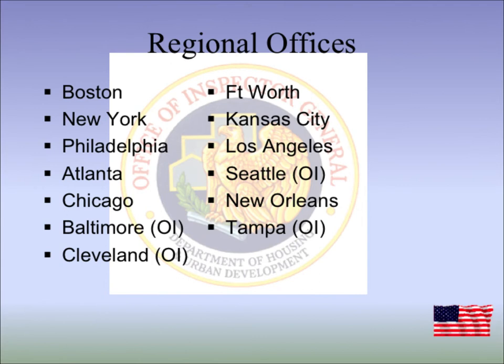These are our regional offices. In parentheses, you'll see OI. Those are regional offices where they just have Office of Investigations. So in those that are without OI in parentheses, there are regional offices of audit and investigations. In New Orleans, we do have investigations that is in the same office with us.